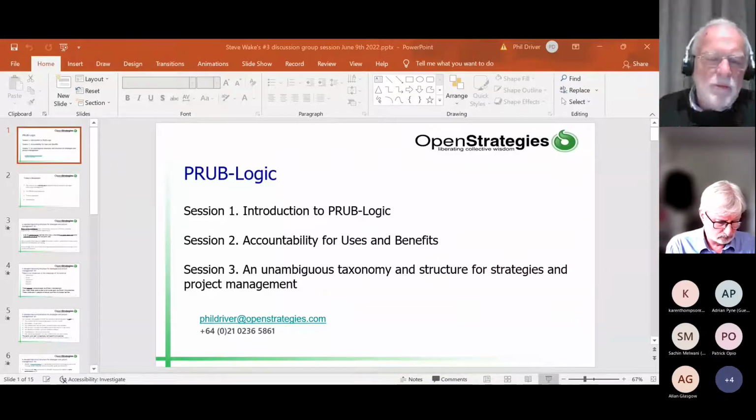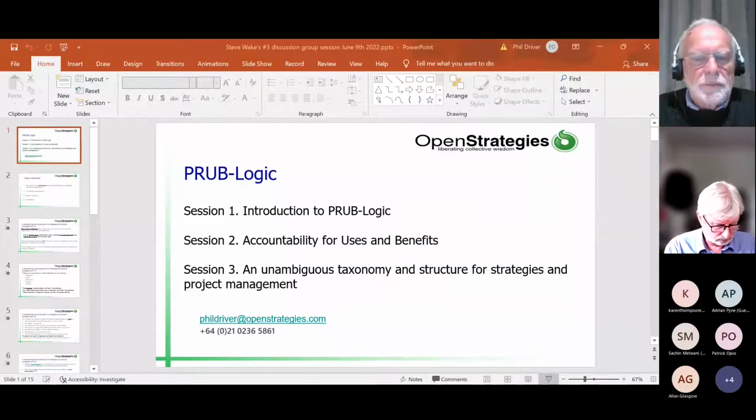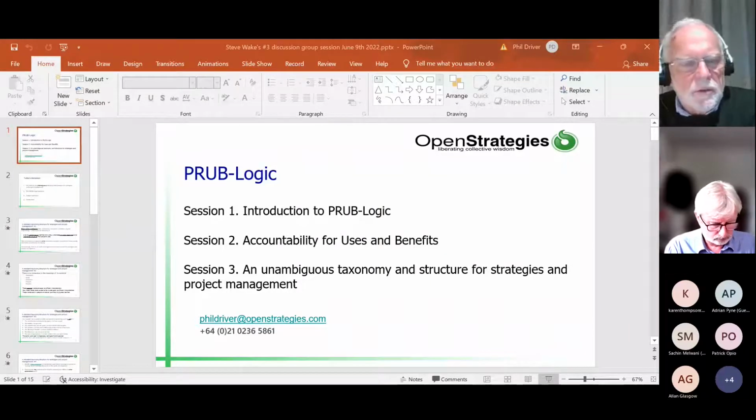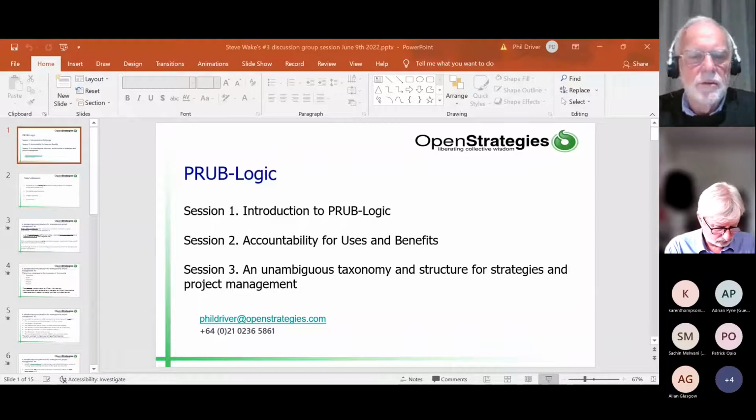Once we've got a standard taxonomy and a structure for our information, we know what other practitioners are saying. And there isn't such an unambiguous taxonomy or structure for strategies and project management, as I will now show you. As I've found in a number of webinars I've run for APM or PMI, there is no consensus on the meaning of those words. So some people think objectives contribute to goals, some people think they're the same, some people think objectives contribute to outcomes, and so on. And there simply is no agreement.